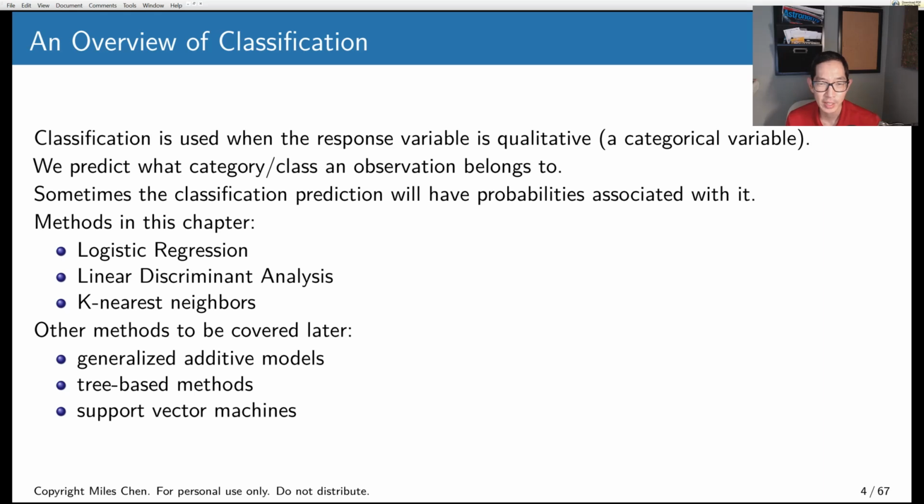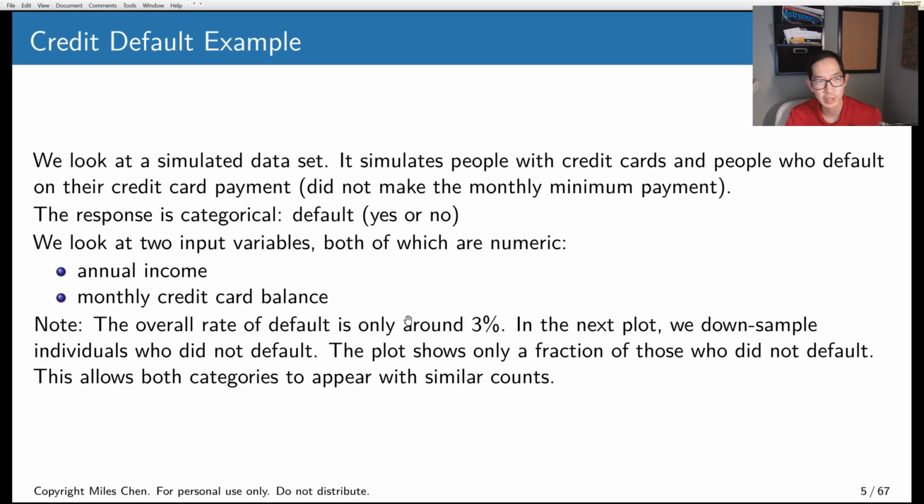Sometimes with that classification prediction, we can put probabilities associated with it. So your answer is not just that it's category A, but we can say there's a 70% probability, or a 70% level of confidence, or a score of 70% related to category A, and 30% that it's not. We'll see logistic regression and linear discriminant analysis, and I'll just touch on k-nearest neighbors. A couple of other methods also exist: generalized additive models and tree-based models. Support vector machines also exist.